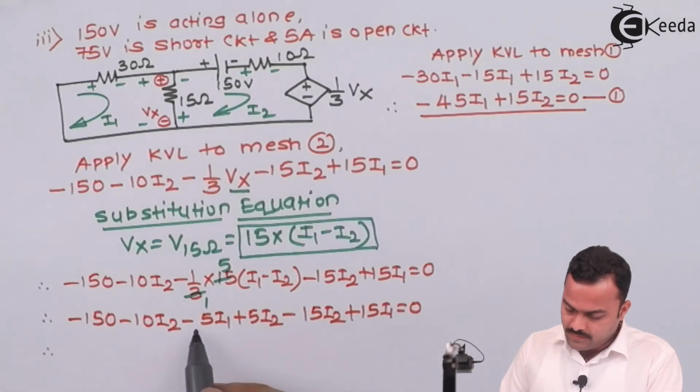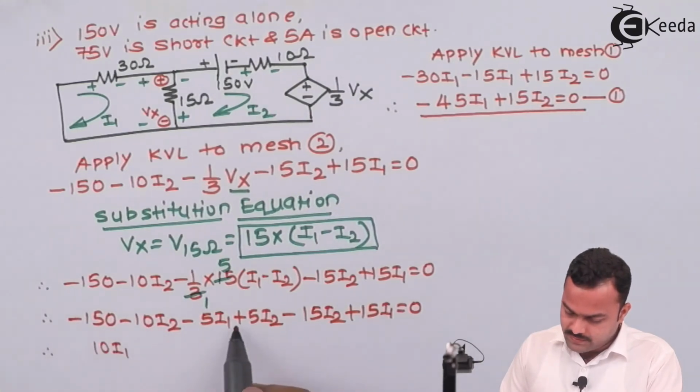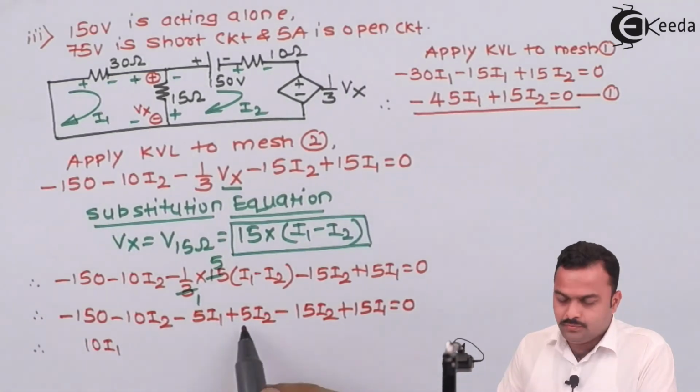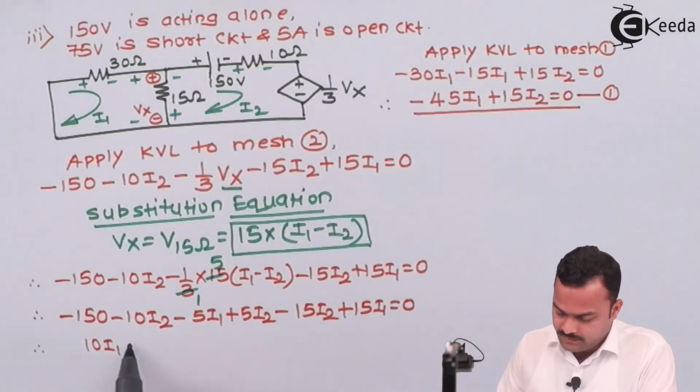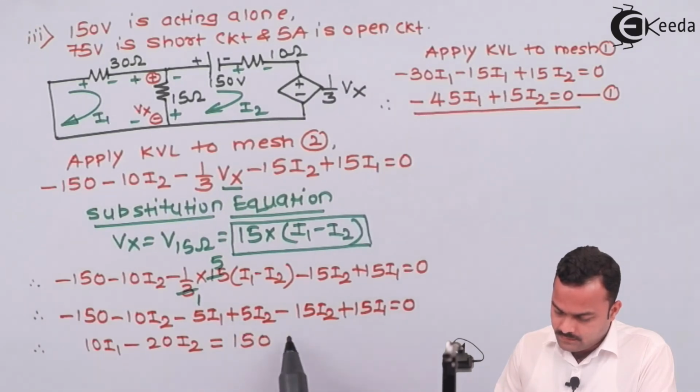Let's simplify. Minus 5 I1 plus 15 I1 will give us 10 I1. Minus 10 I2 plus 5 I2 is minus 5 I2. Adding with the minus 15 I2 will give us minus 20 I2, and the constant minus 150 will go that side and become plus 150. That is equation number 2.